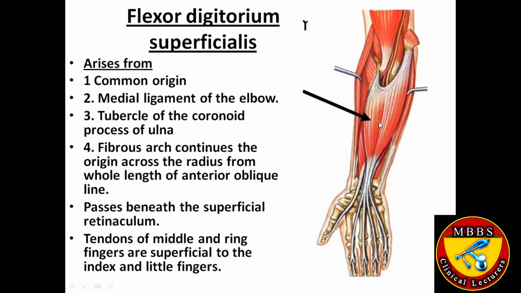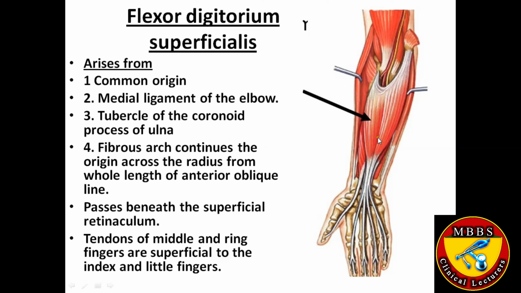Now the muscle in the intermediate compartment is the flexor digitorum superficialis. It is a muscle that forms a thick muscular belly in between the superficial and the deep groups, and it has a common flexor origin from the medial epicondyle. It also arises from the tubercle of the coronoid process of the ulna, and it also originates from the whole length of the anterior oblique line of the radius. So it arises from three different sources.